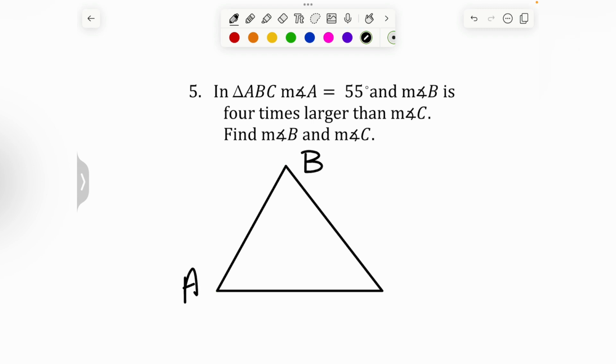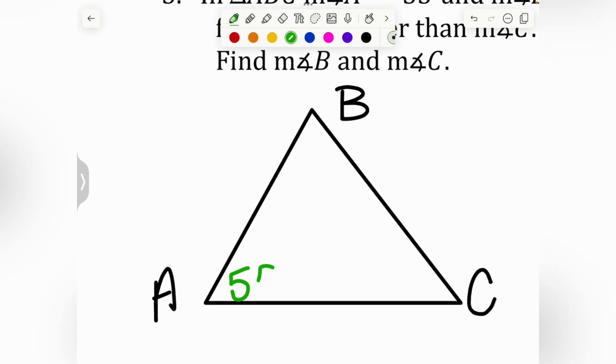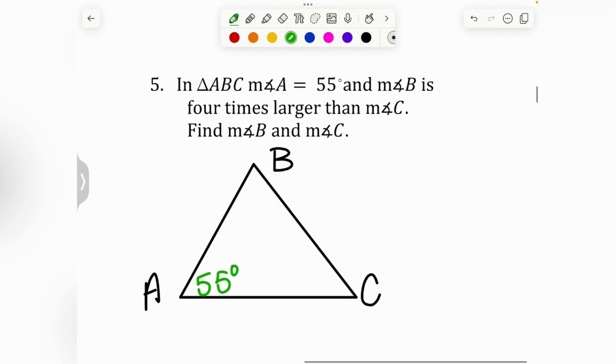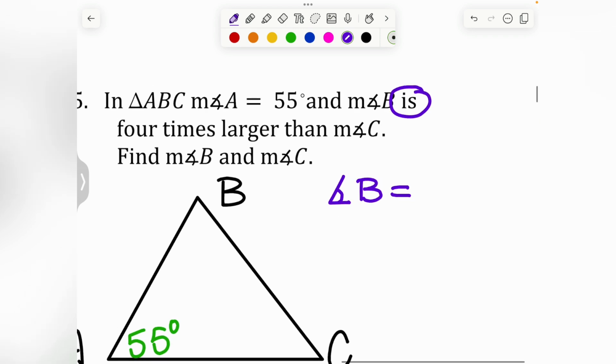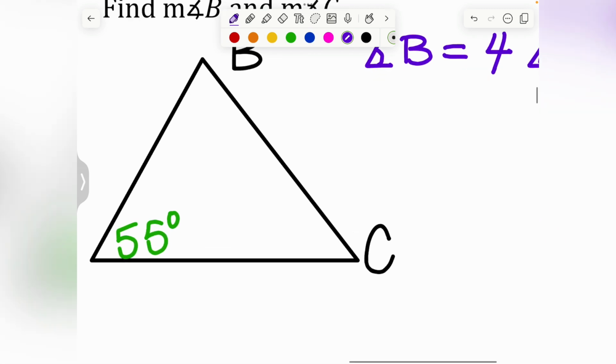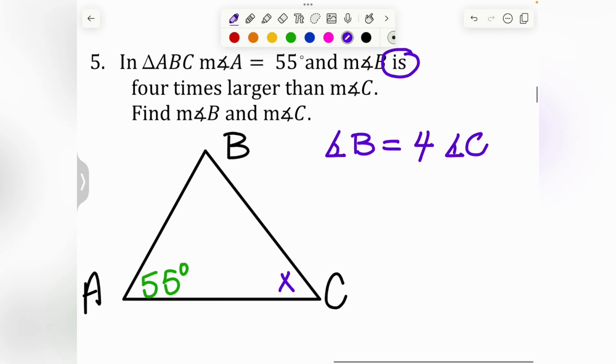A, B, C. A is 55 degrees. Angle B is 4 times larger than the measure of angle C. So I'm going to write this. Angle B, when you see the word is, that's an equal sign. 4 times larger than angle C. Okay, so if I call angle C x, because I don't know what that is, then angle B is 4 times x.